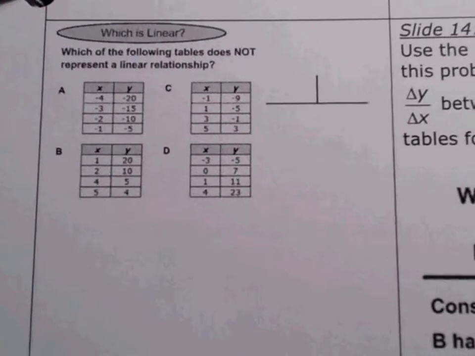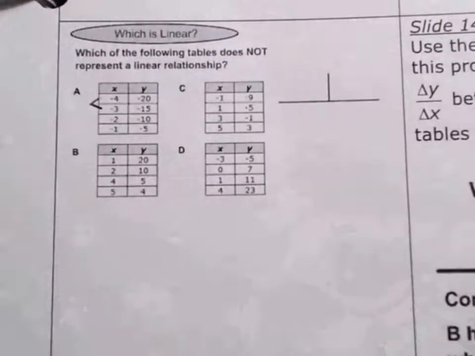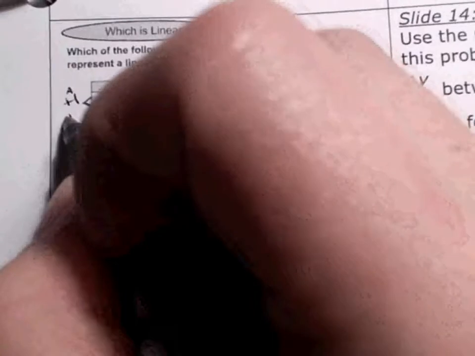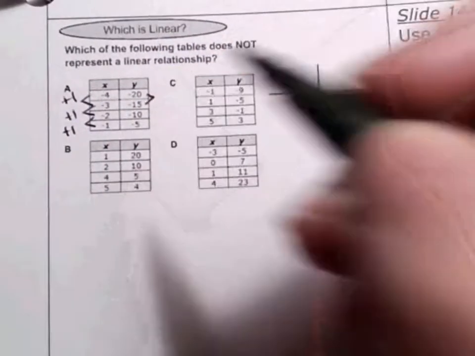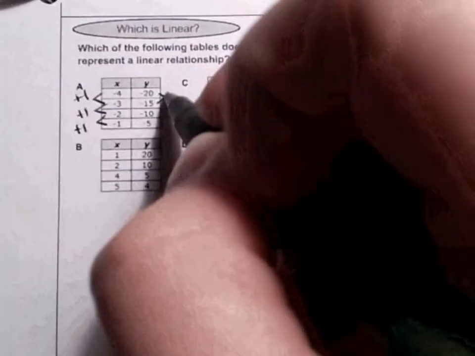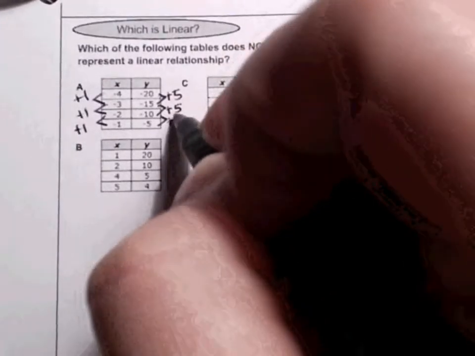Actually, I guess I could blow it up over here. If I'm going from -4 to -3, I'm getting closer to 0, so I'm adding 1. Going from -3 to -2, I'm adding 1. -2 to -1, I'm adding 1. Over here, I'm going from -20 to -15. I am obviously getting closer to 0, so I am adding 5. And of course, I'm adding 5 all the way down.